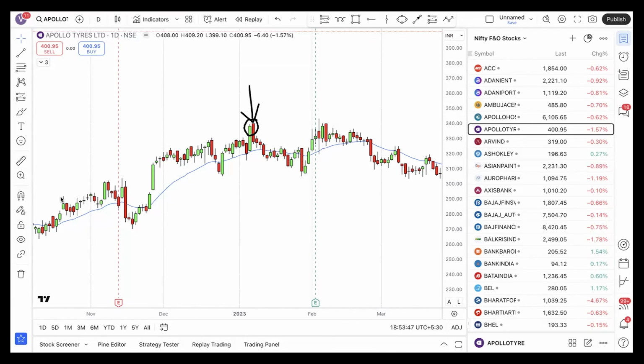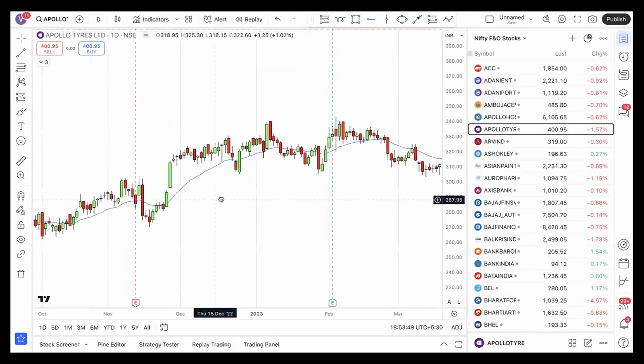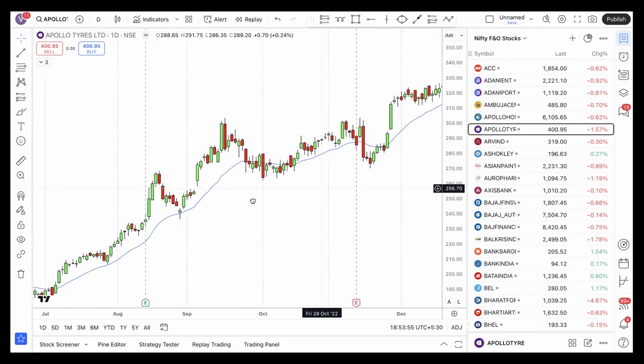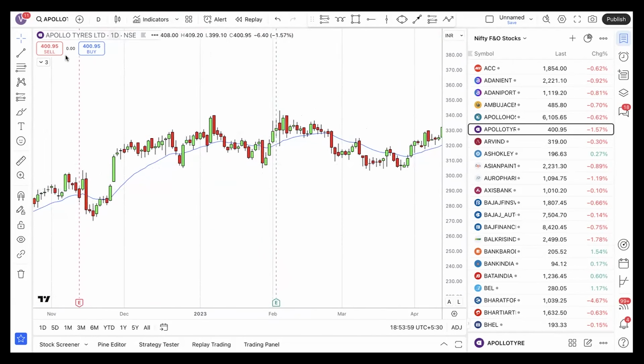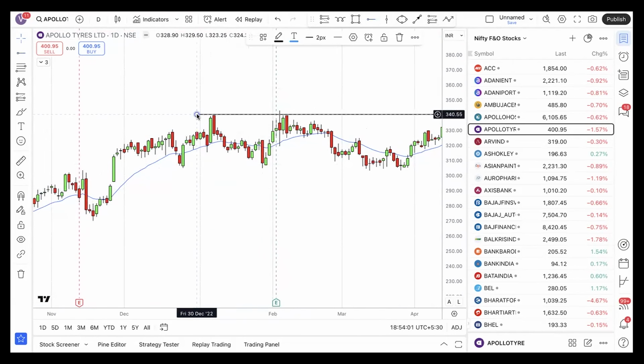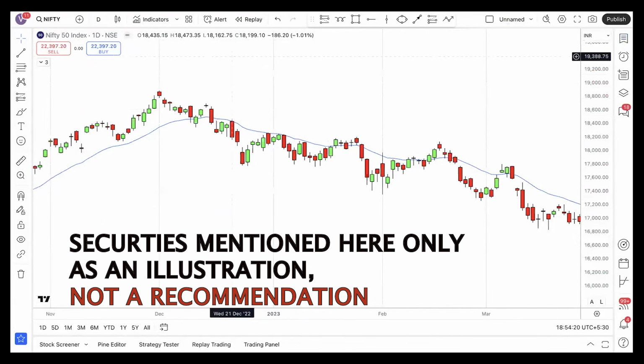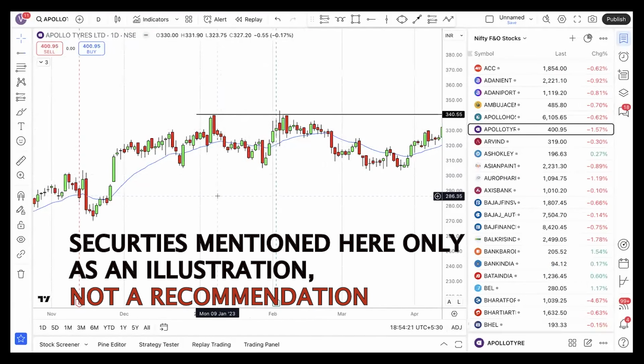In the month of March, if you go 1 year back, you can see that it was down. So that means the 52-week high was this. So we'll mark that 52-week high and assume that we are trading in the month of March. Once you have shortlisted the stocks, out of these stocks you have seen that Apollo Tyres is outperforming Nifty. That means Nifty is going down, but Apollo Tyres is not going down.